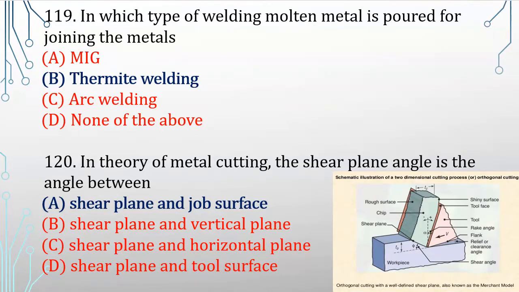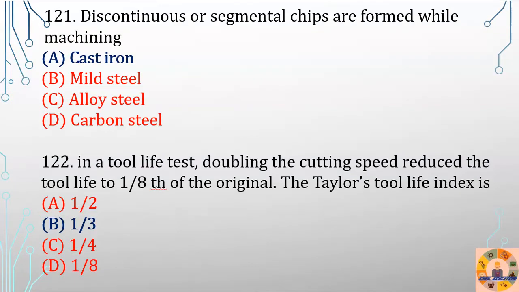Now moving to question number 121. Discontinuous or segmental chips are formed while machining of. So discontinuous chips form when machining brittle material. Here only cast iron is the brittle material. So during the machining of cast iron, discontinuous chips will form. Moving to question number 122.